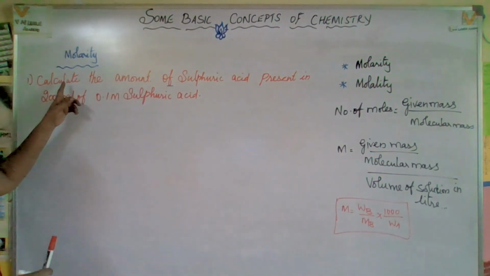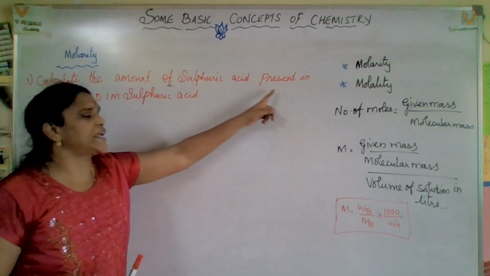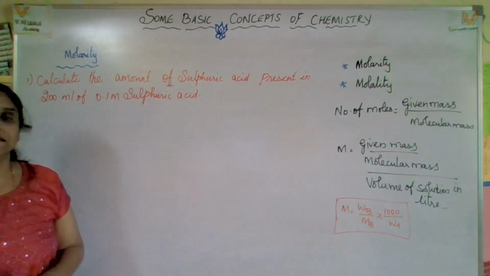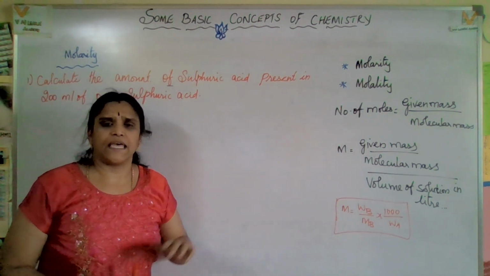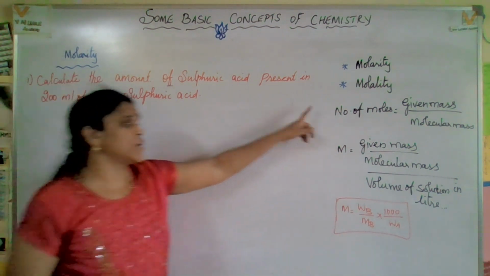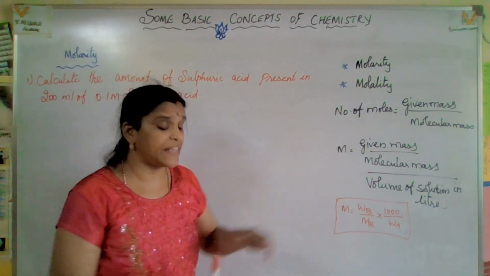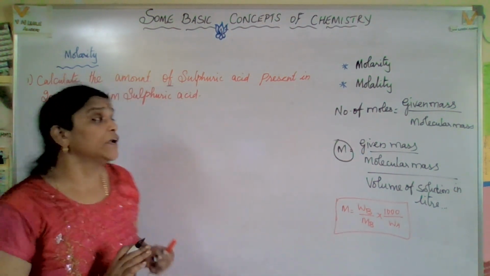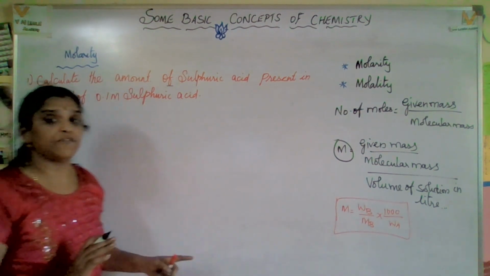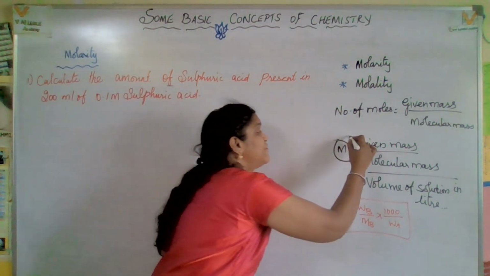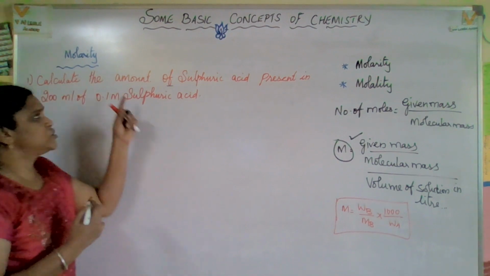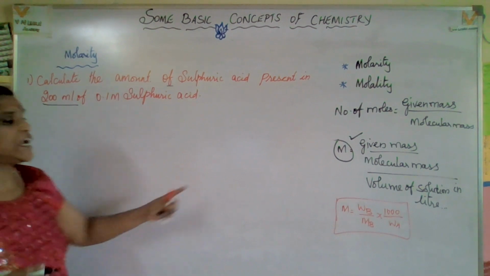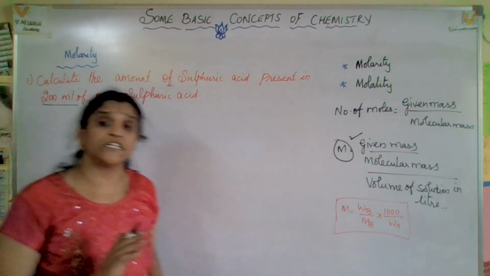Now let us solve the sum. Calculate the amount of sulfuric acid present in 200 ml of 0.1 M sulfuric acid. See, 0.1 M. M is nothing but the concentration of the solution. Molarity they have provided in this question. Now, calculate the amount of sulfuric acid. So amount means a given mass you have to find out. Calculate the amount of sulfuric acid present in 200 ml. That means the volume of the solution is 200 ml.